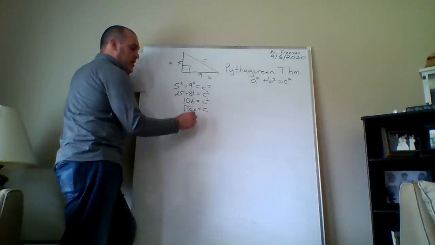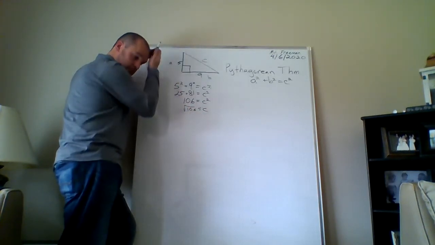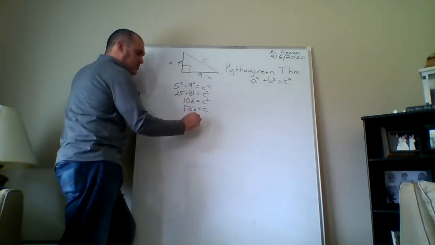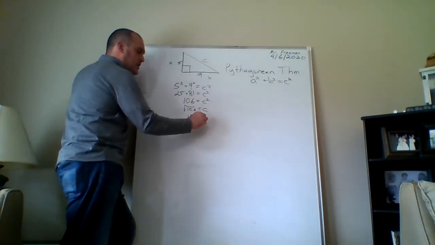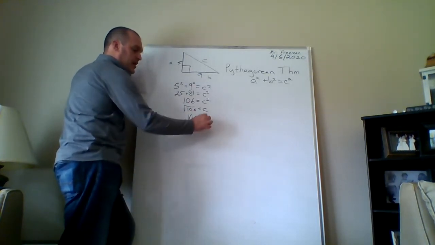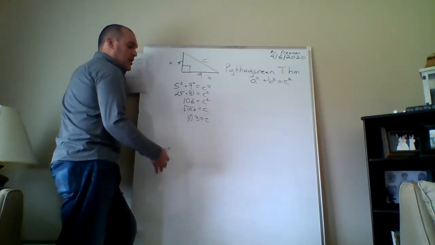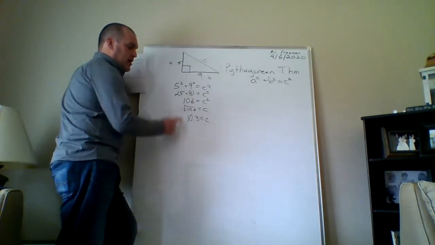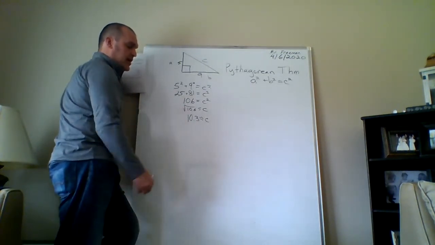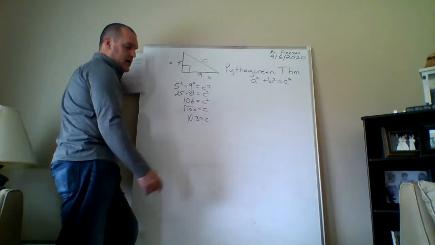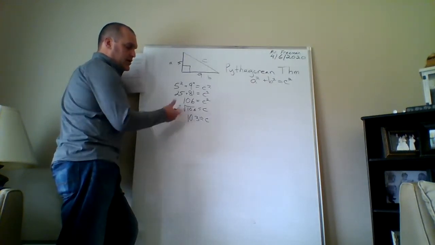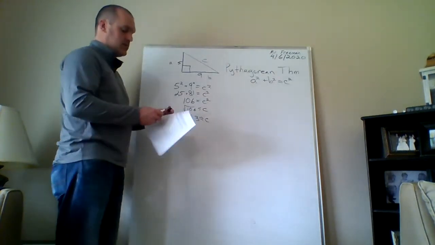And what's the square root of 106? 10.30. That's rounded, but it rounds to about 10.3. C is 10.3. That is all you would really need to write if you used a calculator, or you could again write the square root of 106 because 106 is not a perfect square. If it was a perfect square, then we could write what the total answer is, and you'll see why on some of these possibly.